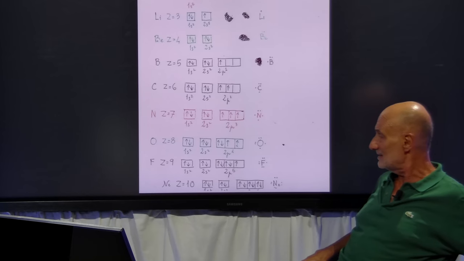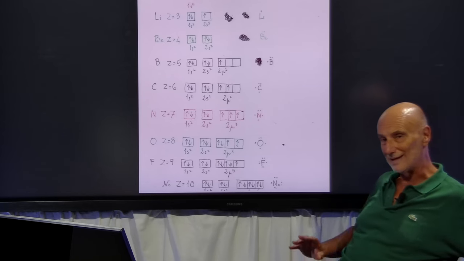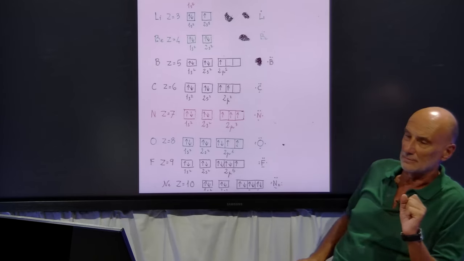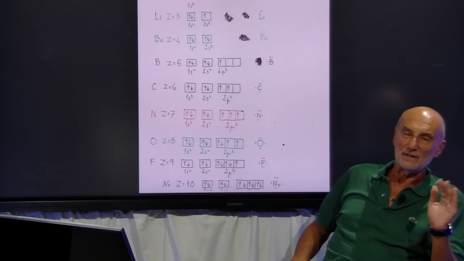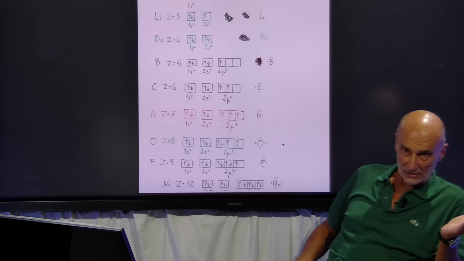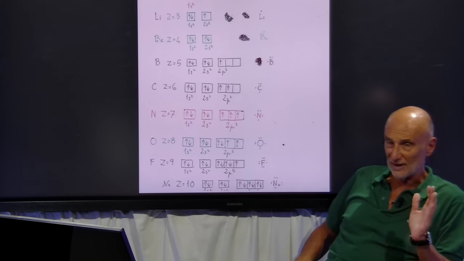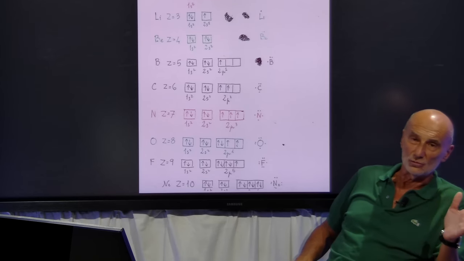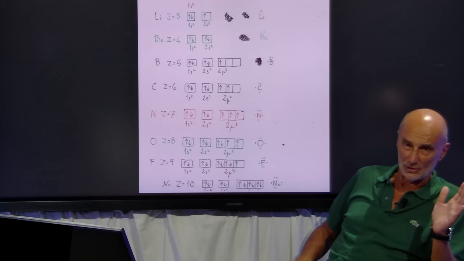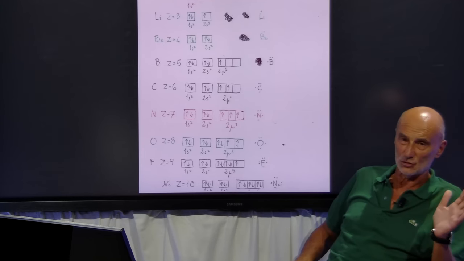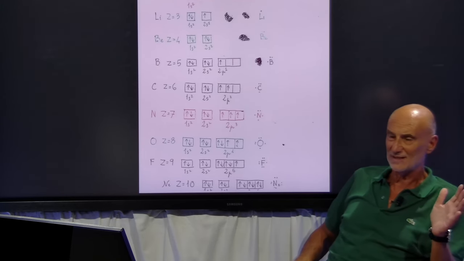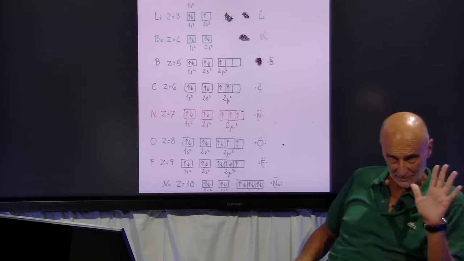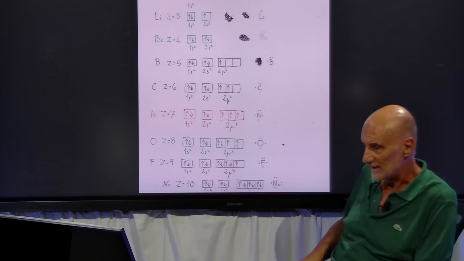Now, let's see neon. It will be the last one. And then we will see something else, something different. I wanted to repeat many times the construction of the electronic structure, just to show you that the construction of the electronic structure of the various elements is quite an easy thing. It's not a complicated thing. Okay? So let's go ahead.